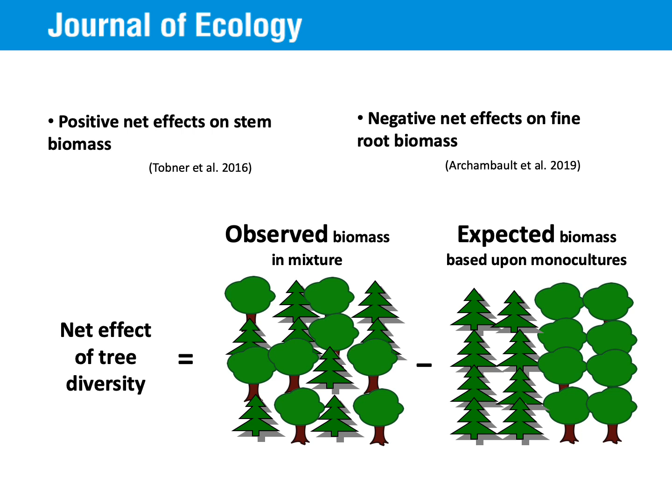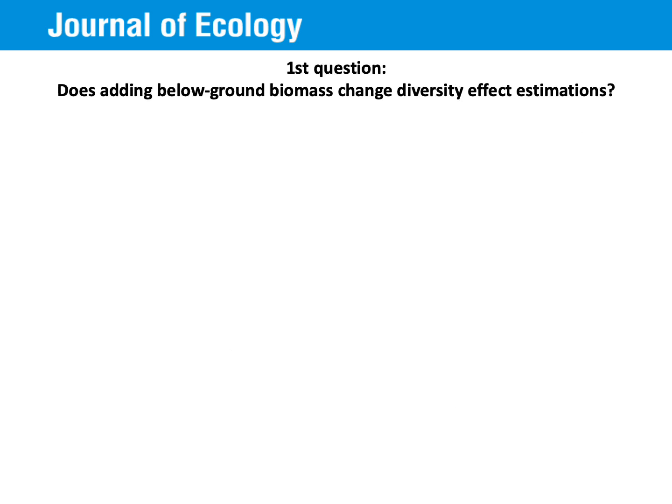These contrasted responses made us think of 3 different questions that we explored using the data from these 2 separate studies at the IDENT site in Montreal. Our first question was, does adding below-ground biomass change diversity effect estimations? This question is highly relevant considering the growing interest for carbon sequestration and forest management. Indeed, below-ground biomass can represent as much as 50% of biomass production for certain trees, and it cannot be ignored.